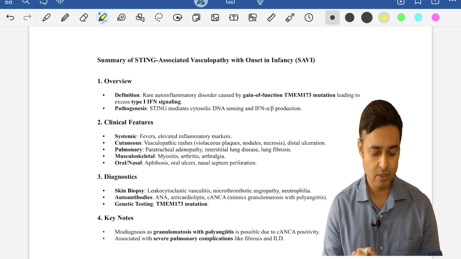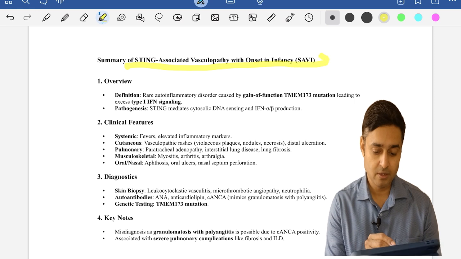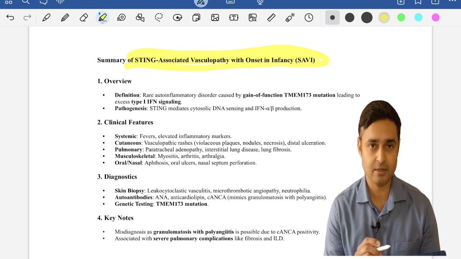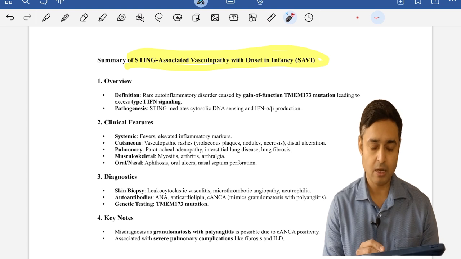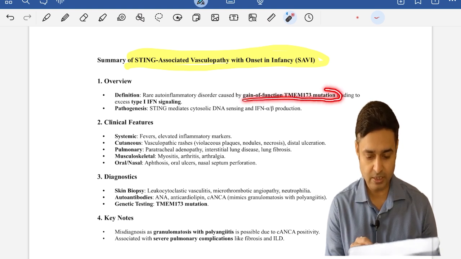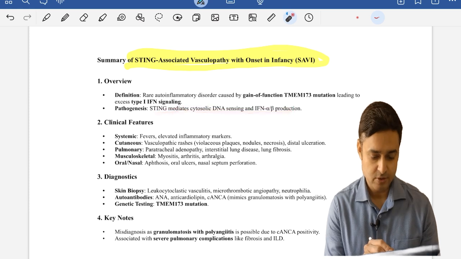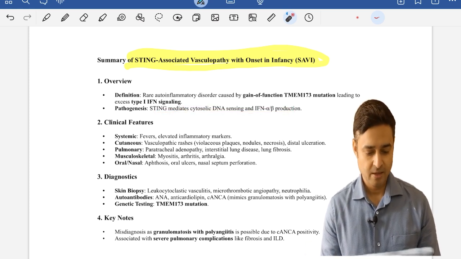Next we'll go to STING. STING-associated vasculopathy with onset in infancy, so this is SAVI. SAVI is important, I feel. This is a rare autoinflammatory disorder caused by gain of function mutation of TMEM173, which is important. Pathogenesis, you can see, is also there.